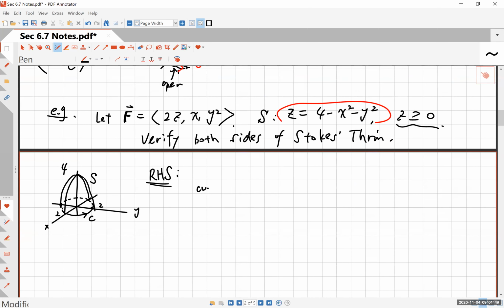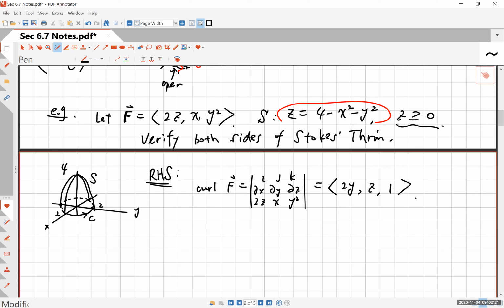Let's go ahead and find the curl of F. Okay, the curl of F is the determinant with i, j, k; partial x, partial y, partial z; and 2z, x, y squared. And if you do this right, you get 2y minus 0, comma, and then z by itself, comma, and then you have the partial of x with respect to x, that's 1, and that's it. Okay, so that's your curl.